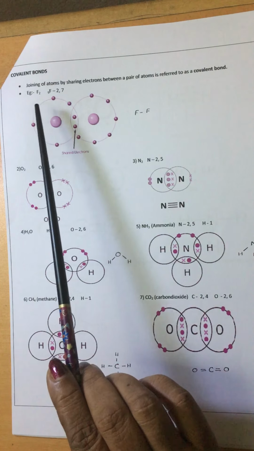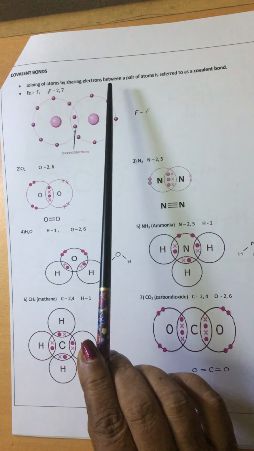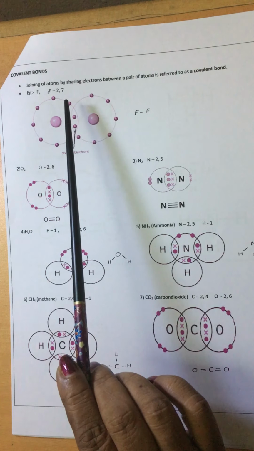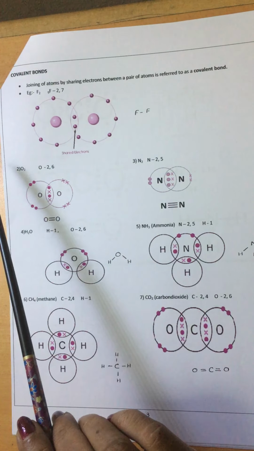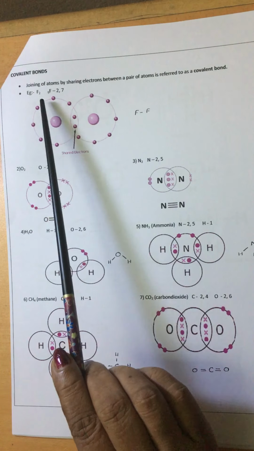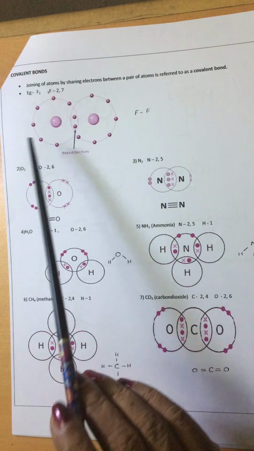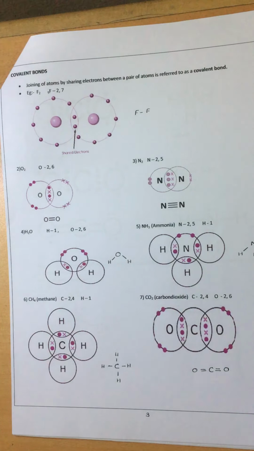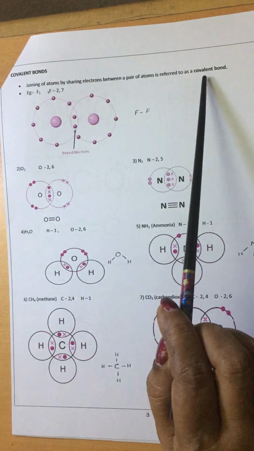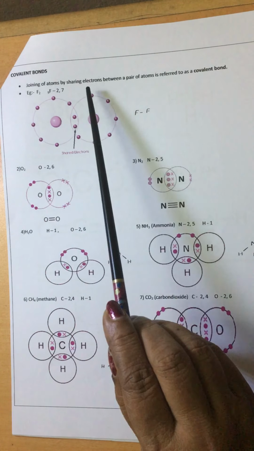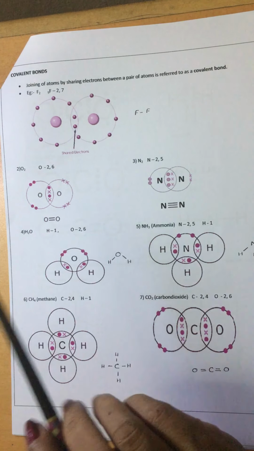Covalent bonds means the bonds formed between atoms, not ions, atoms. Joining of atoms by sharing electrons. That is, two atoms are going to share electrons and make a bond. That is the covalent bond. I am going to explain one by one.